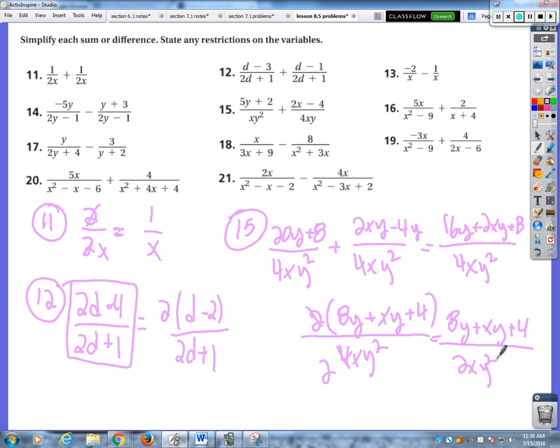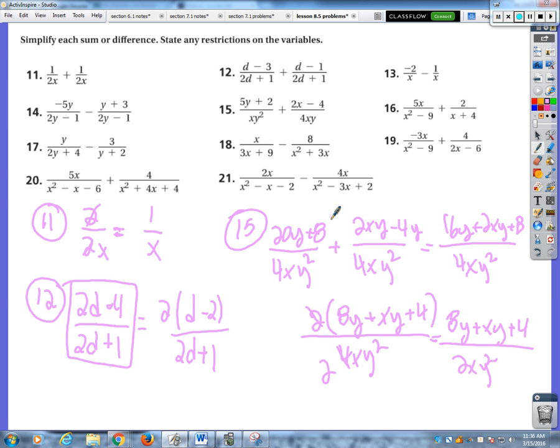Okay, hold on just a sec. We had a couple questions on our way there. Maddie, what was your question first? How I came up with this? Okay, I had xy squared right here, right? And I changed it to 4xy squared by multiplying by 4. So if I multiply the bottom by 4, then I have to multiply the top by 4 also. So I just took the 5y and the 2 and multiplied them both by 4, and that's what I got.